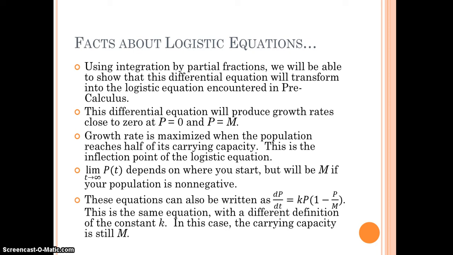And one way that you'll see these equations sometimes is that dP/dt equals k times P times 1 minus P over M. This is really kind of the same idea. The only thing that gets adjusted is our k, our growth rate. And in this case, our carrying capacity is still M, no matter how we're seeing it. The way to notice that is that, just as I said before, the differential equation produces growth rates close to 0 at P equals 0, which this one still does, and also at P equals M, which this one still does as well. So these are the same equations.